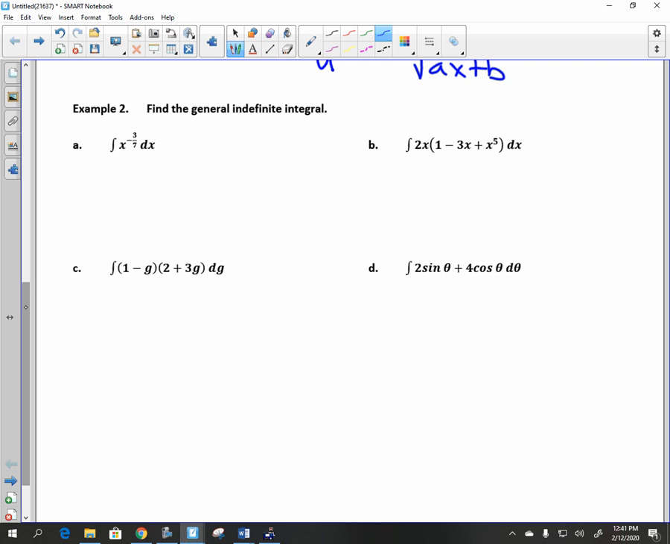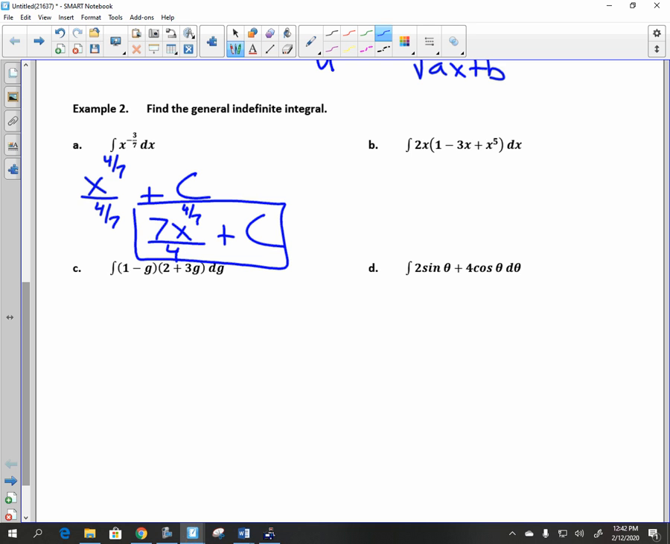What's the antiderivative? Yep, x to the 4/7 over 4/7 plus a constant. If you forget the plus a constant, I mark it every time on the test. Okay, have to have the plus constant. I divide by 4/7. I have 7/4 x to the 4/7 plus a constant. That is the general indefinite integral.